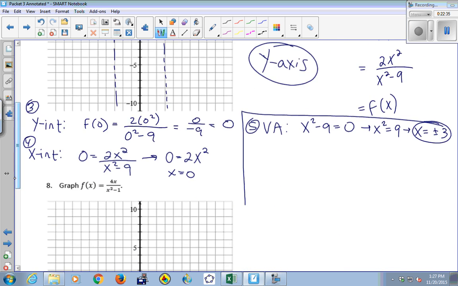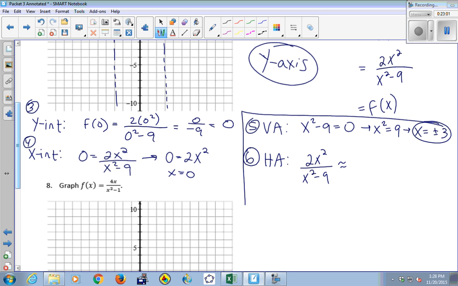Okay, my next step is horizontal asymptotes, also known as end behavior. So 2x squared over x squared minus 9. There's two ways we can think about it. We could just think about end behavior and say, what happens when you plug in really, really big values for x?